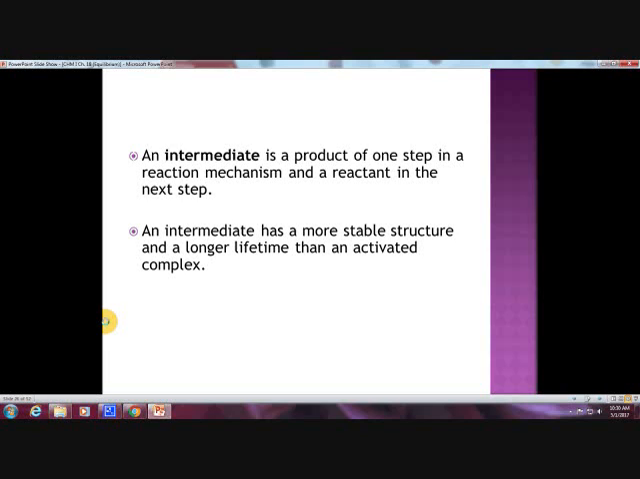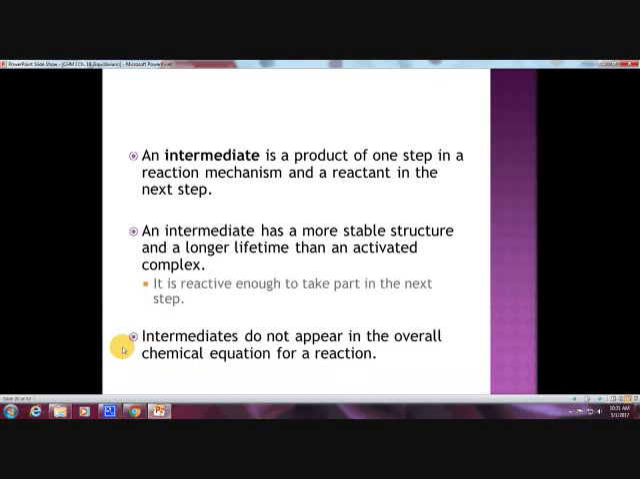An intermediate has a more stable structure and a longer lifetime than an activated complex, but it's not going to show up in the overall reaction because it's only reactive enough to take part in the next step. It's not going to stick around for very long, okay? They don't appear in the overall chemical equation when you write the whole balanced chemical equation out.